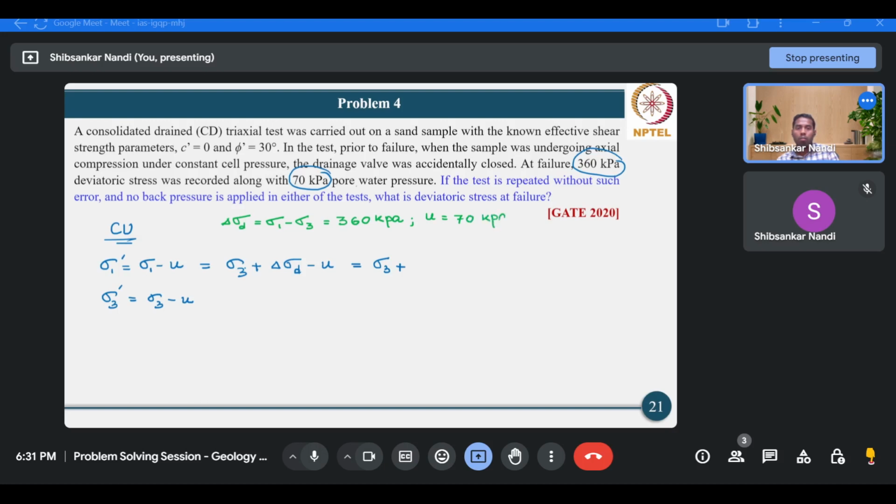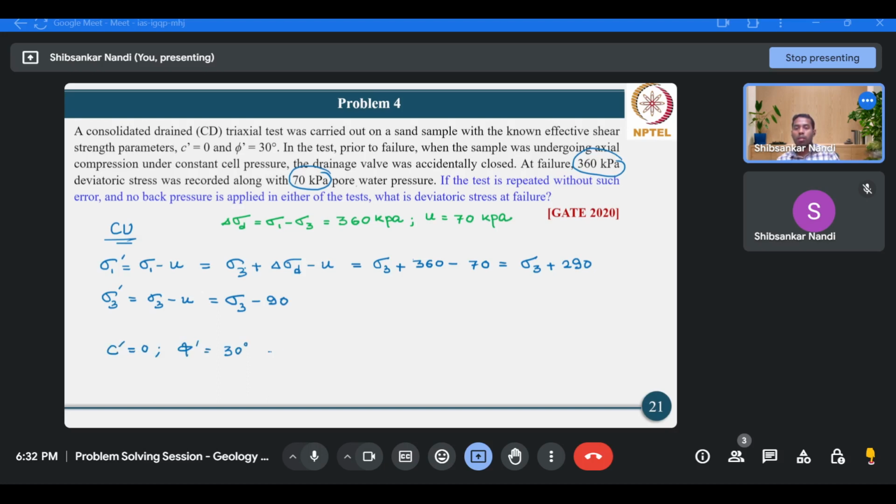Okay. So if we substitute, then this value would be 360 and this is minus 7 sigma 3 plus. Similarly, this will be minus 7. Now we know that C prime is 0 and phi prime is 30 degree.